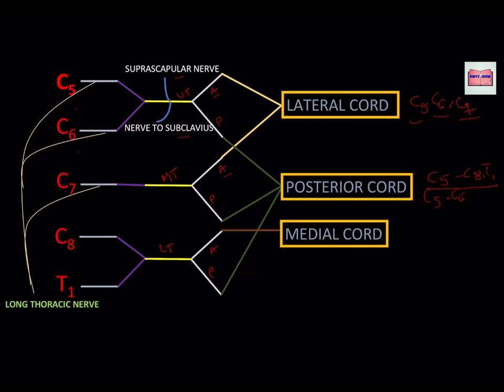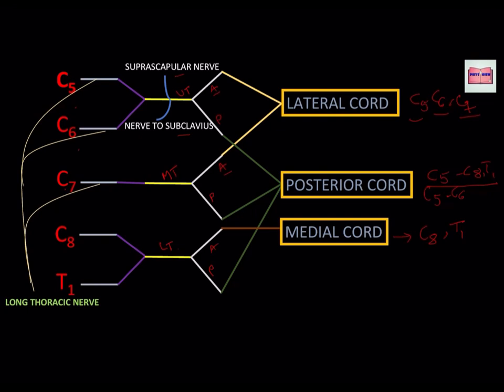So next coming to the medial cord. If you can see the medial cord, it is arising from the lower trunk, like the anterior division of the lower trunk. So this lower trunk is again coming from C8 and T1. So the medial cord root value will be C8 and T1. I hope you all understood this, right?